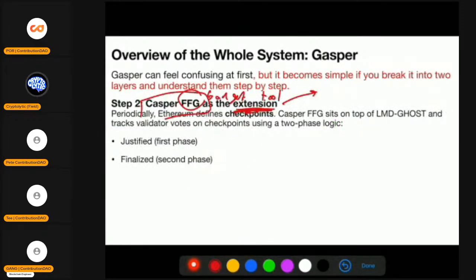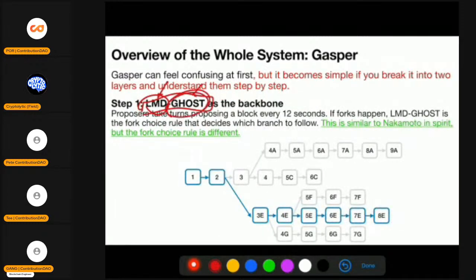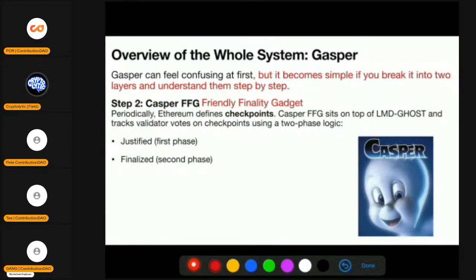Okay, and the name Casper comes from the F standing for friendly. Friendly, I forget how to spell it here. Because it's friendly with GHOST, friendly with GHOST, that is why it's called Casper. If you're old enough, you will know this cartoon, the Friendly Ghost cartoon.